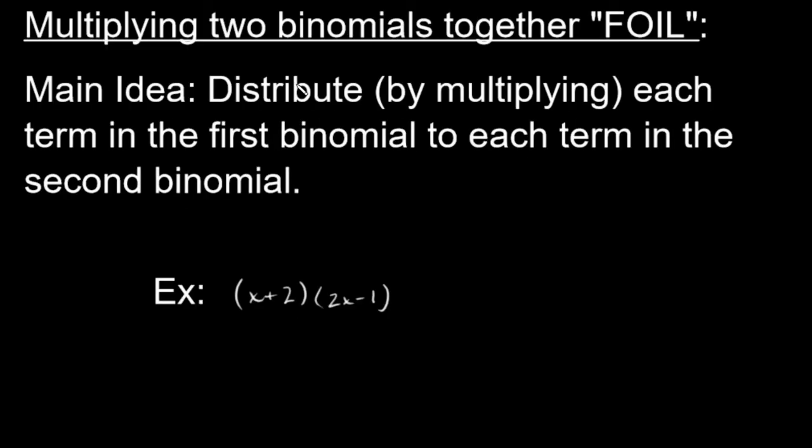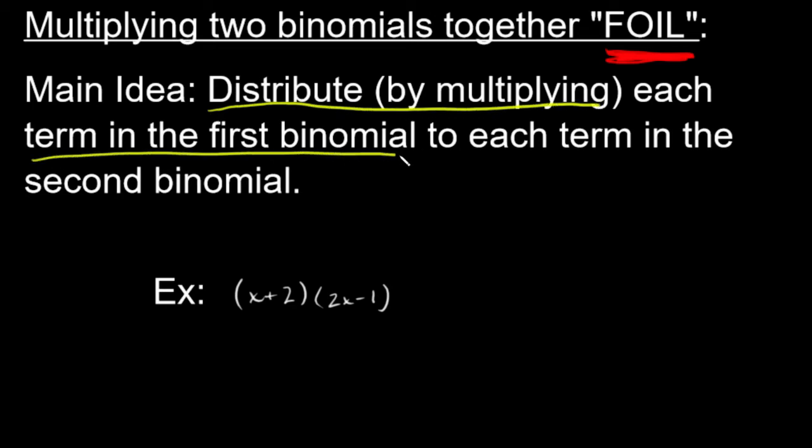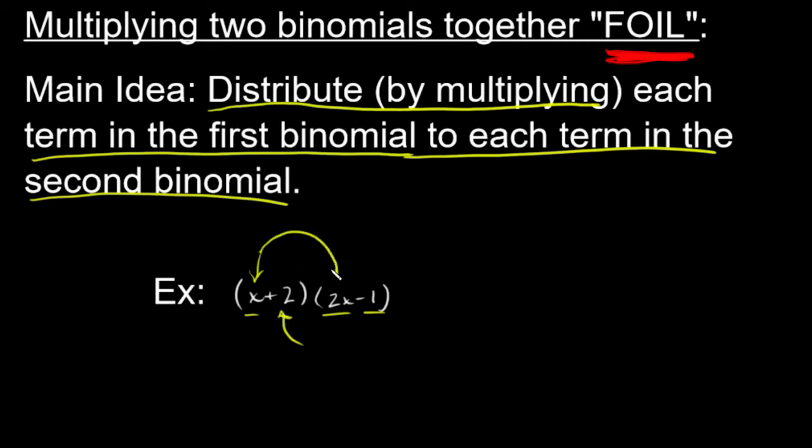Now, moving on, we'll talk about foiling. And again, like I said earlier, I don't really like this name. Really, what you're doing is just distributing. So the main idea is to distribute by multiplying each term in the first binomial to each term in the second binomial. So remember, this is a term and this is a term, and this is a term and this is a term. So what you want to do is take each term in the first binomial, so this term and this term, and multiply it by each term in the second binomial.